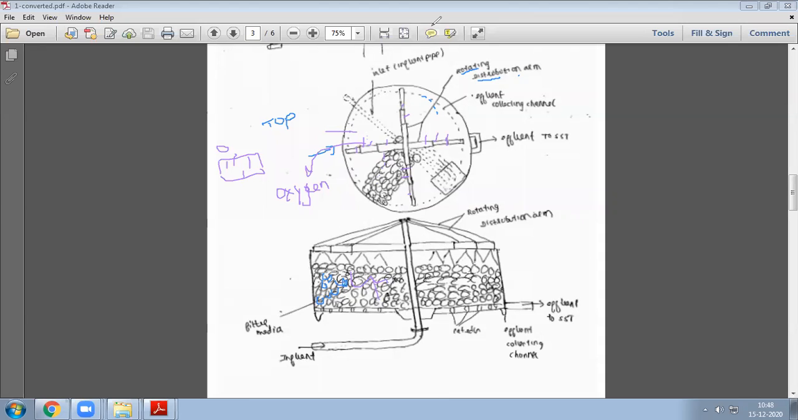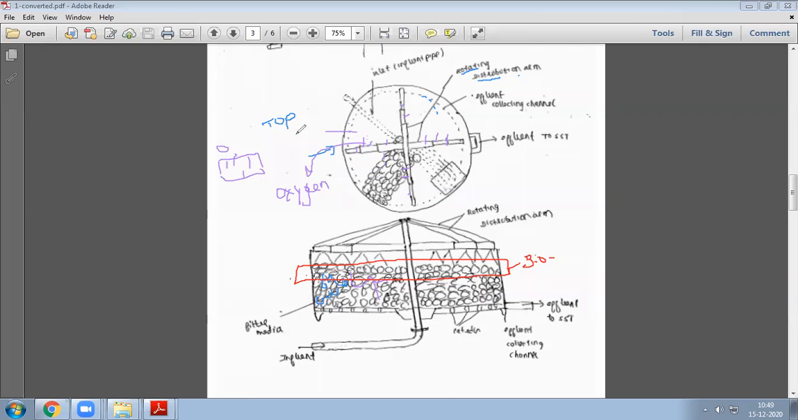What happens here is that after a certain time one layer starts developing, called biofilm, seen above the coarse bed. This is a very important layer where microbes start developing. Because of it, they start eating all the waste as a substrate and convert it into simple carbon dioxide and water. So this is how it works.